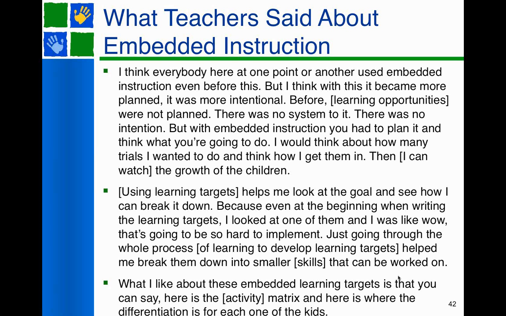And then the final quote on this slide, what I like about these embedded learning targets is that you can say, here is the activity matrix, and here is where the differentiation is for each one of the kids. So I think in the context of response to intervention or differentiated instruction, that really illustrates how teachers are thinking about embedded instruction as one way to differentiate instruction in the context of RTI frameworks in early childhood.